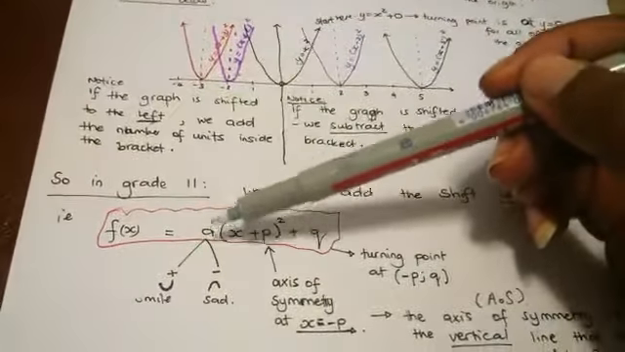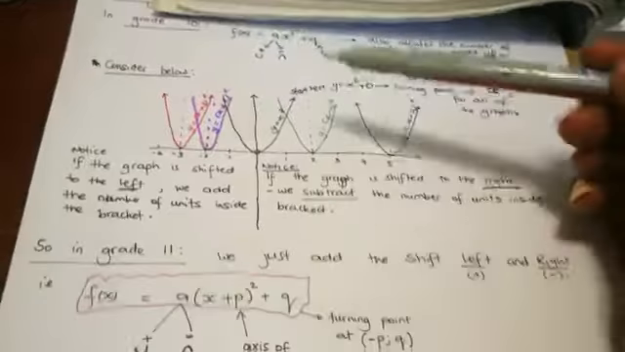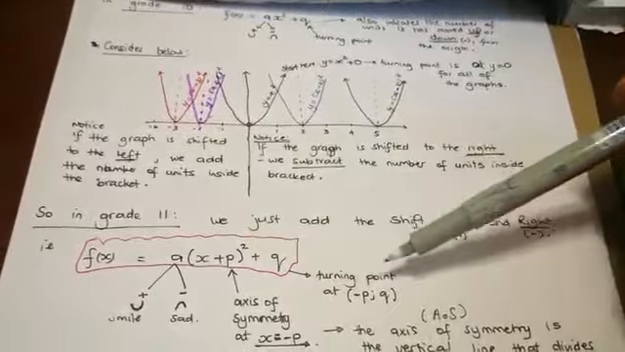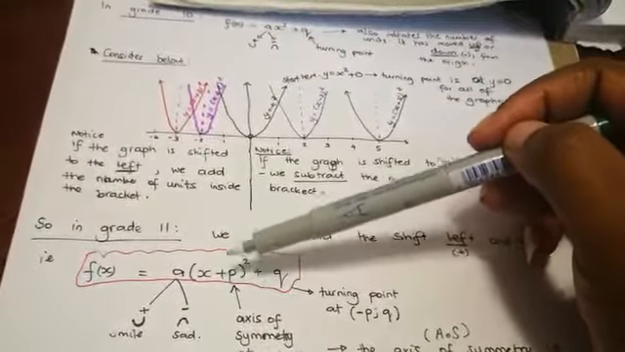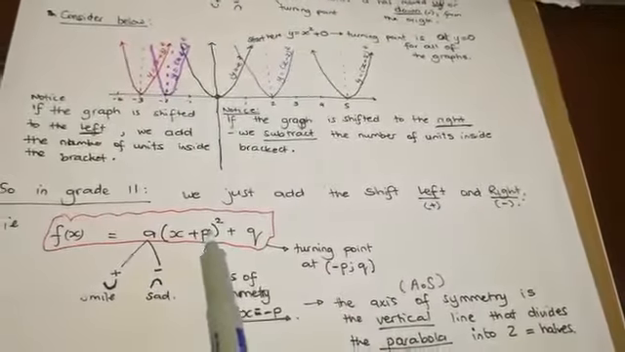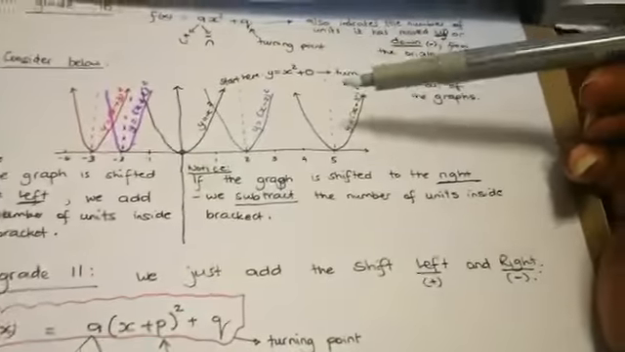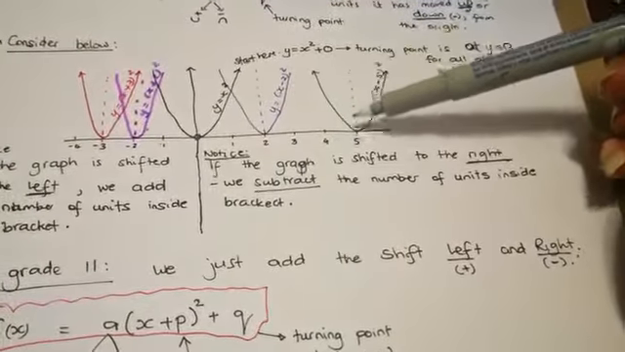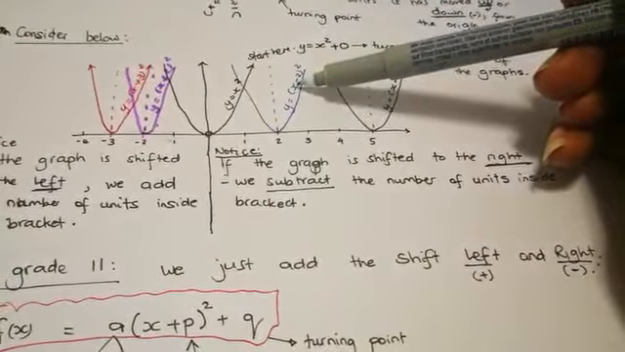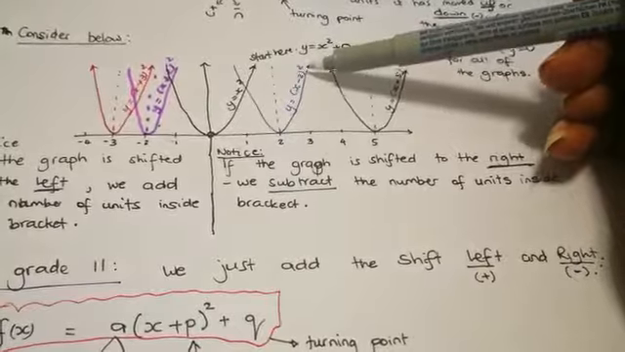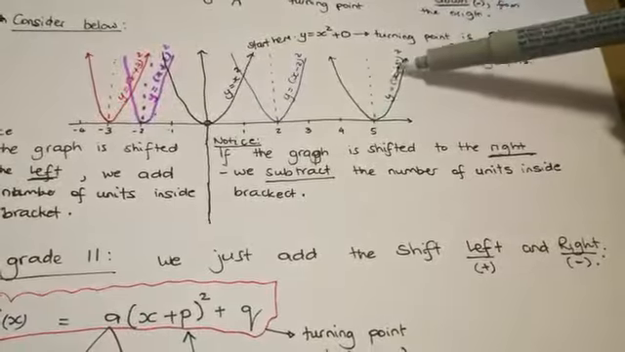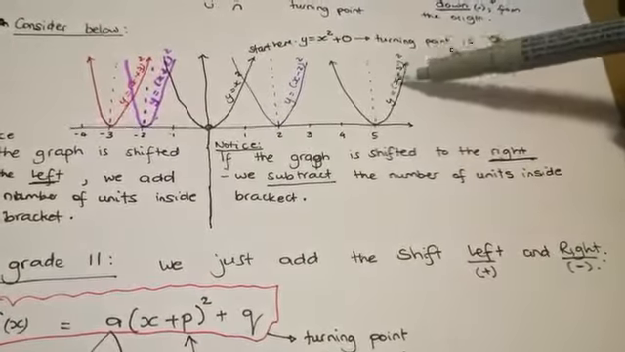If you notice, the a is still there, the same as that one. The q is still there, the same as that one. So it still indicates the same thing, the turning point. The only thing that we are adding now, inside the bracket, is that plus p. And then the p will indicate the axis of symmetry. Now, the axis of symmetry is that line that cuts the graph into 2 equal halves. So if this is x minus 2, it will be at x equals 2, positive 2. And then x minus 5 will be at x equals 5.